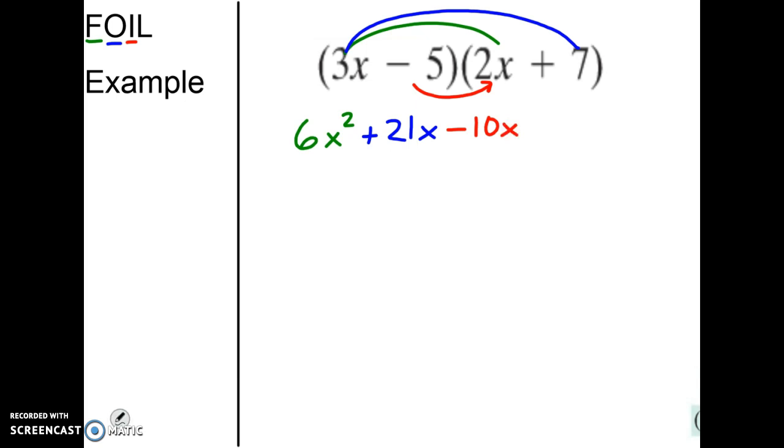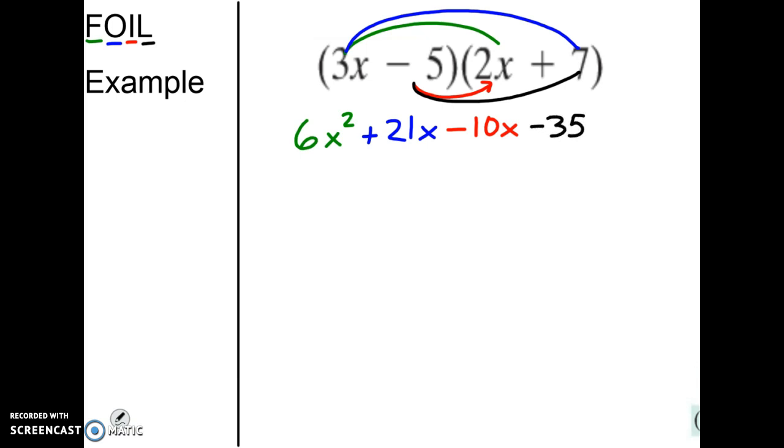And then L stands for last. So we're going to do the last in each binomial. So we take that negative 5 times the 7. And so negative 5 times a positive 7, that would be a negative 35.